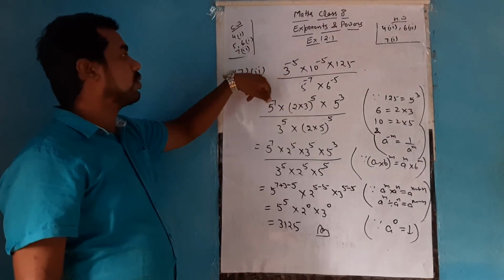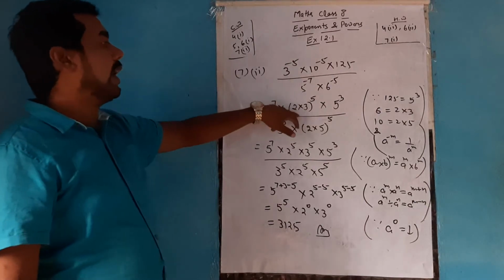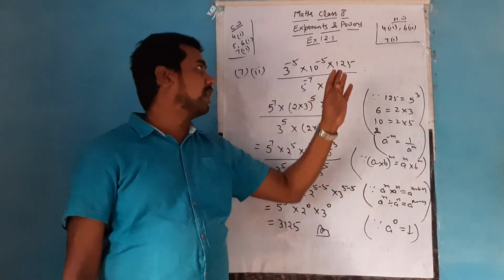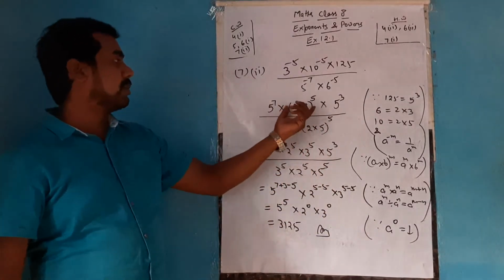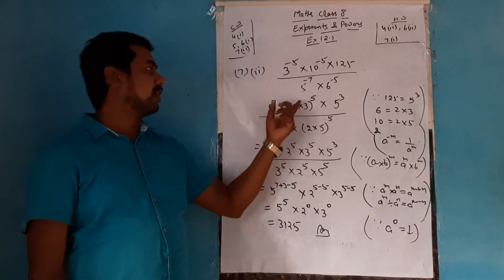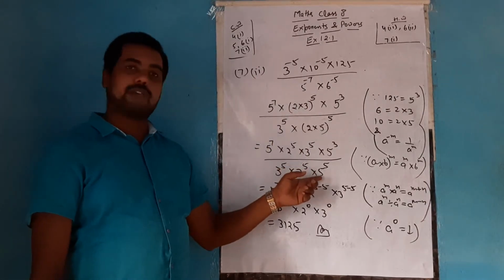5 to the power 7 goes to the numerator, 6 goes to the numerator, 6 to the power 5. The factor of 6 is 2 into 3, and the factor of 125 is 5 cubed. Now here the brackets are there, so we'll distribute the power: 2 power 5, 3 power 5, 2 power 5, 5 power 5.